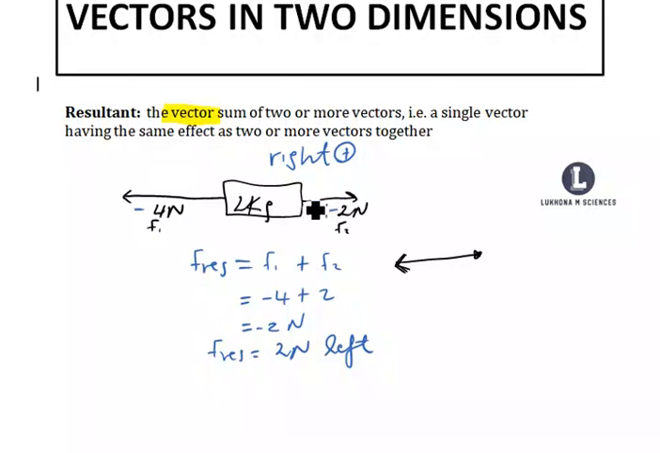And if you look at the line, this line is shorter than this one, which means the magnitude of a force in this line is greater than the magnitude of a force in this line, right? So that is the resultant in one dimension.